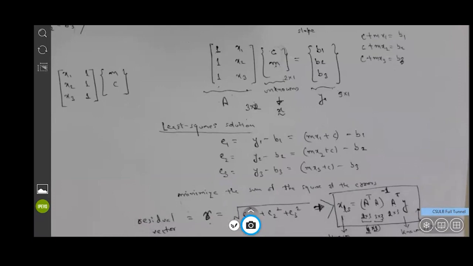Okay, so that is the slope and intercept of the line you draw, right? Yes, yes. Okay, okay, got it.